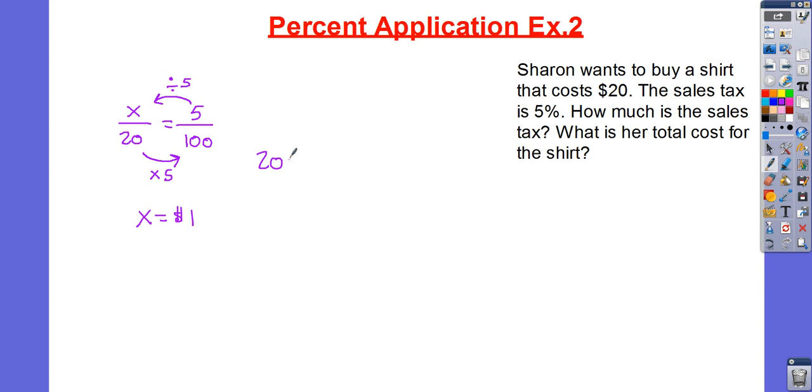My original cost is 20 plus that $1, so my total cost is going to be $21 for the shirt. So the tax is $1, the original cost is 20, so in total, when I walk away from that register, I would have spent $21.